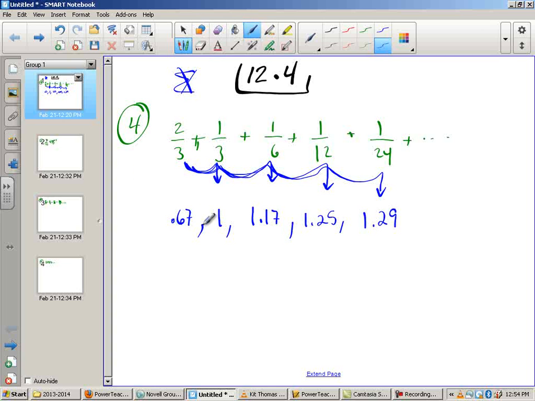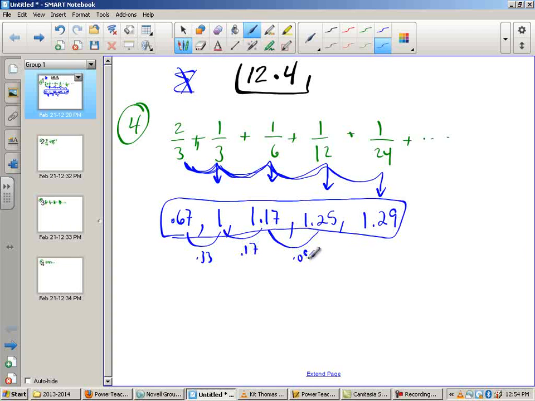But the point that we want to look at is how much change there is here. This is a 0.33 change. Okay, this is a 0.17 change. This is a 0.08 change. This is a 0.04 change. The change is very small, very subtle, and it's probably going to change a couple more times.